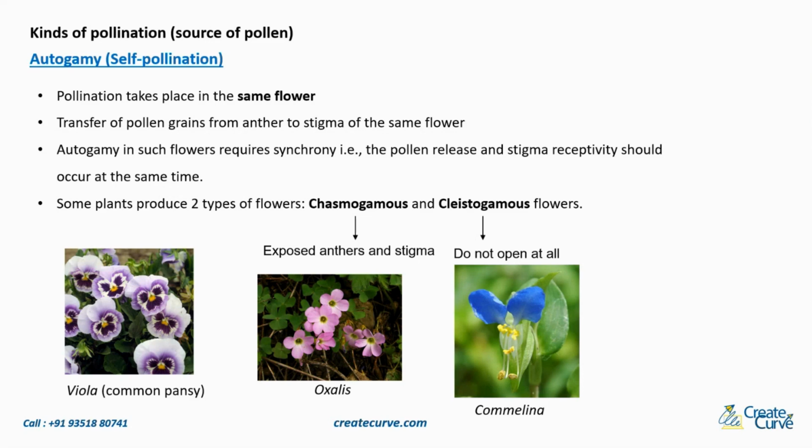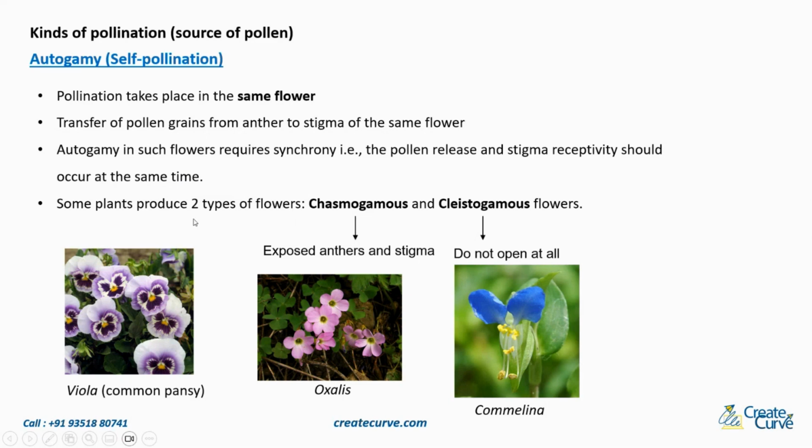A lot of times, due to some environmental conditions or the weather, it can happen that though pollen grains are released, the stigma is not ready to accept. Or it is also possible that the stigma is ready, but the pollen grains do not get released. So there has to be a synchronous method that has to be followed over here, and only when both are simultaneously active can autogamy occur.